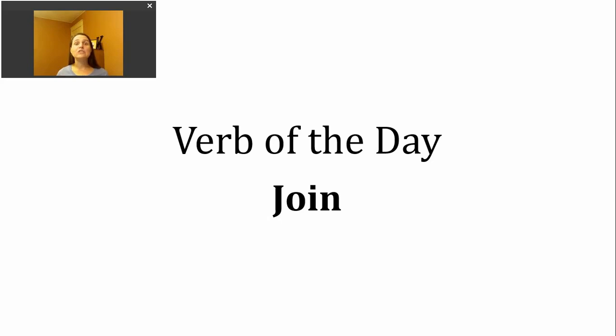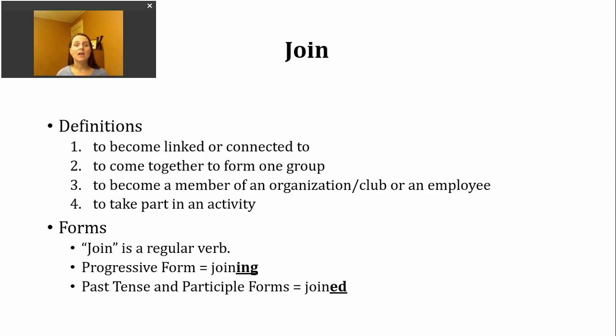Today's verb is join. Let's take a look at some of the definitions or ways that we can use this verb. The first way the verb join is used is to mean to become linked or connected to.